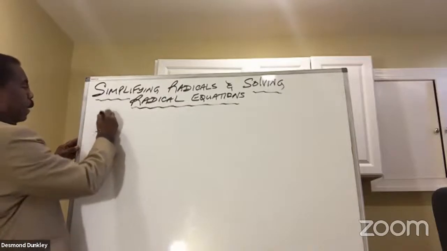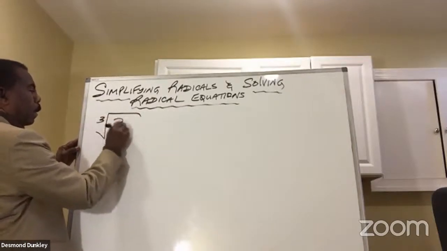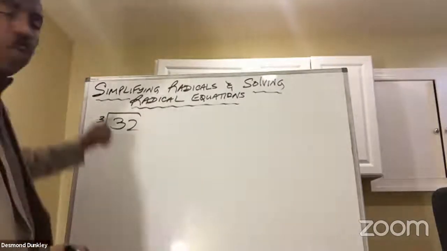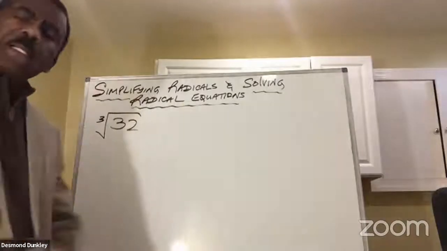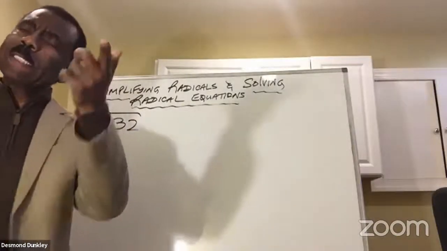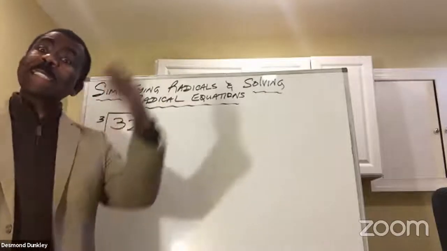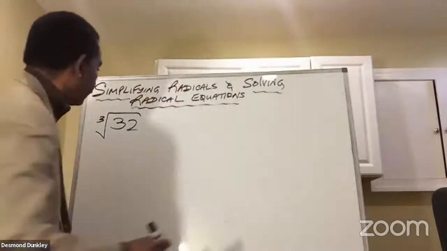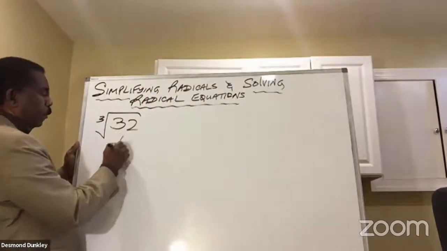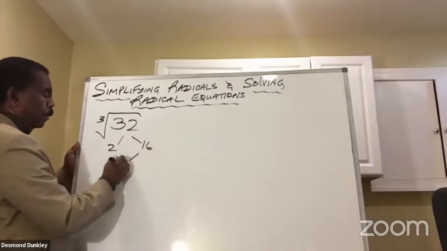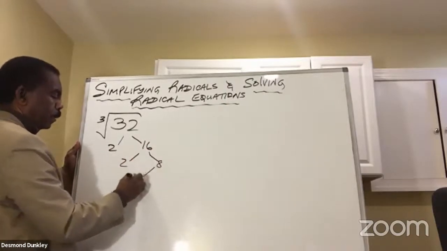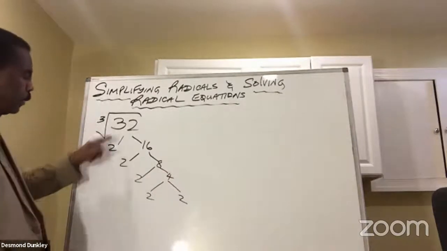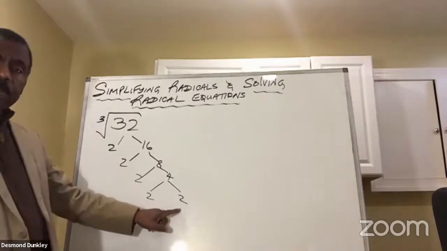We were asked for the cube root of 32. Cube root of 32. Well, 3 cubed is 27. 4 cubed is 64. This is 32, so it's somewhere between 3 and 4. So here we go. It's 2 times 16, 2 times 8, 2 times 4, 2 times 2. So 32 is 2 times 2 times 2 times 2 times 2.